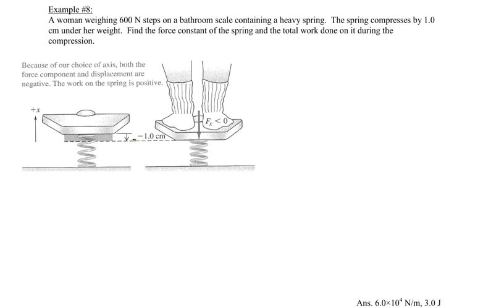And we're asked to determine the force constant, which is known as the spring constant. And we're also asked to find the total work done during this compression. So we know, as our given information, that the spring has compressed a distance of -1 centimeter, or you could write that as -0.01 meters. Now the weight of the woman is 600 newtons.